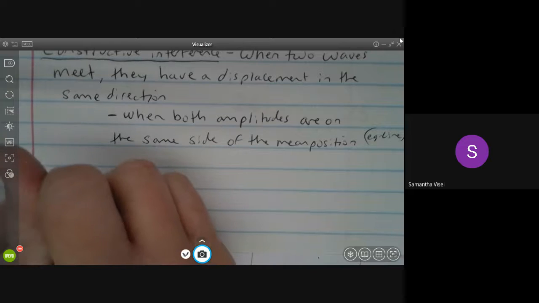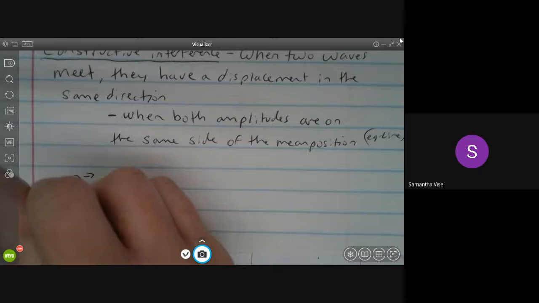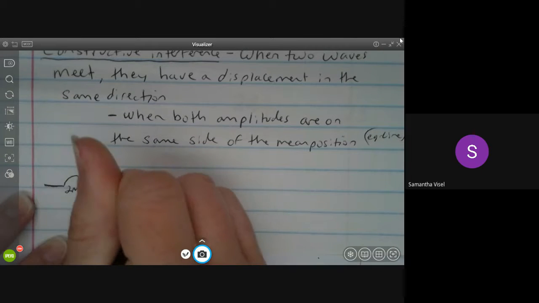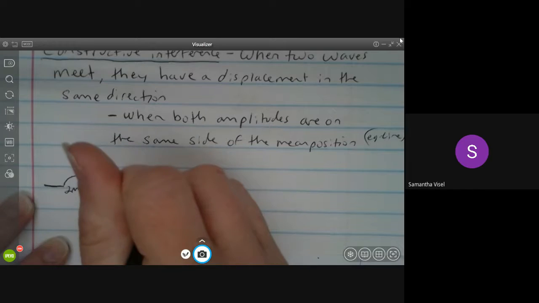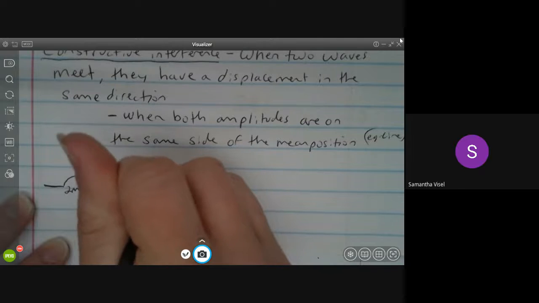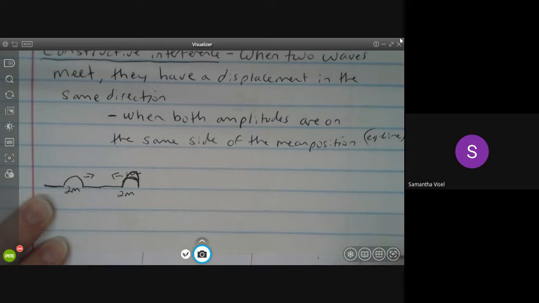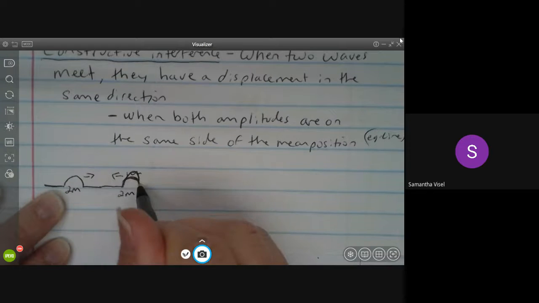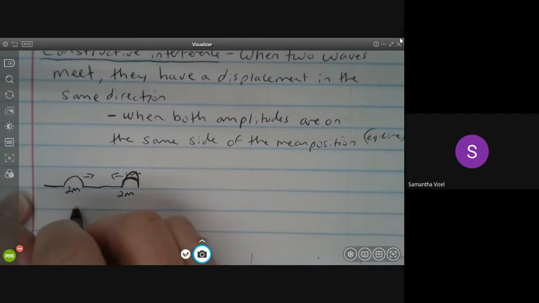So let's say I have one wave heading to the right with an amplitude of 2 meters. Oops, ideally they should be drawn about the same size here. Make this one a little shorter. All right, so this one here is heading to the left, so they're approaching each other, and they're both 2 meters tall. So this is my before.